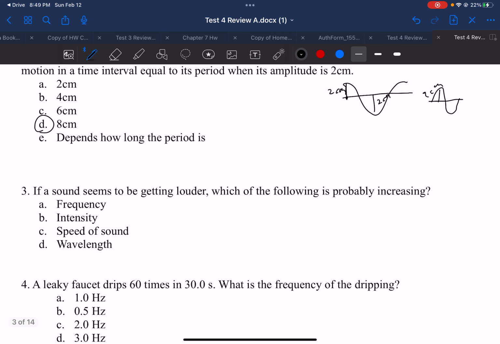If sound seems to be getting louder, which of the following is probably increasing? That is going to be the intensity of the sound. Intensity is related to amplitude, for what it's worth, but the intensity of the sound refers to how loud that sound is.